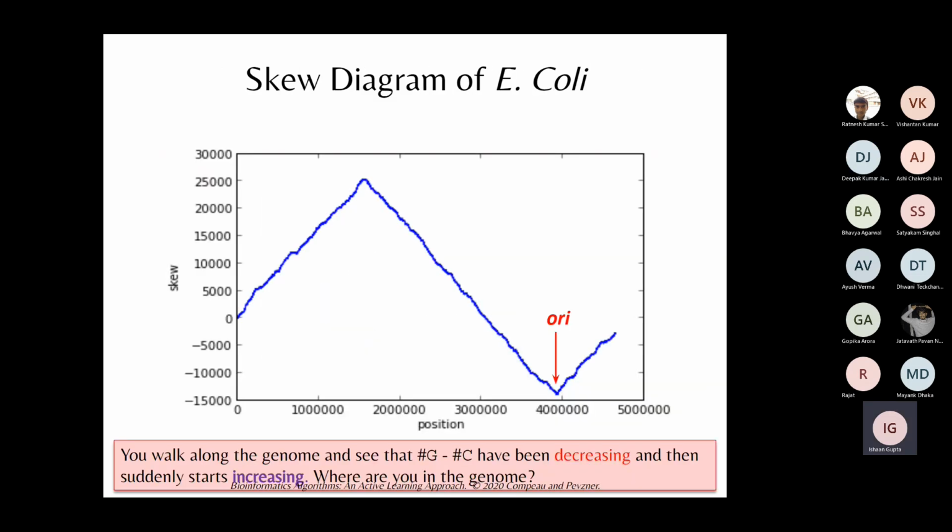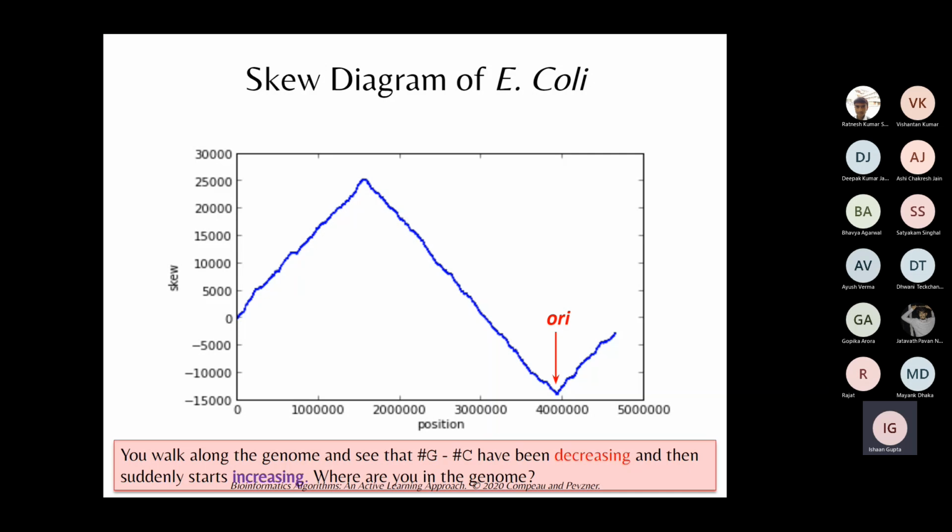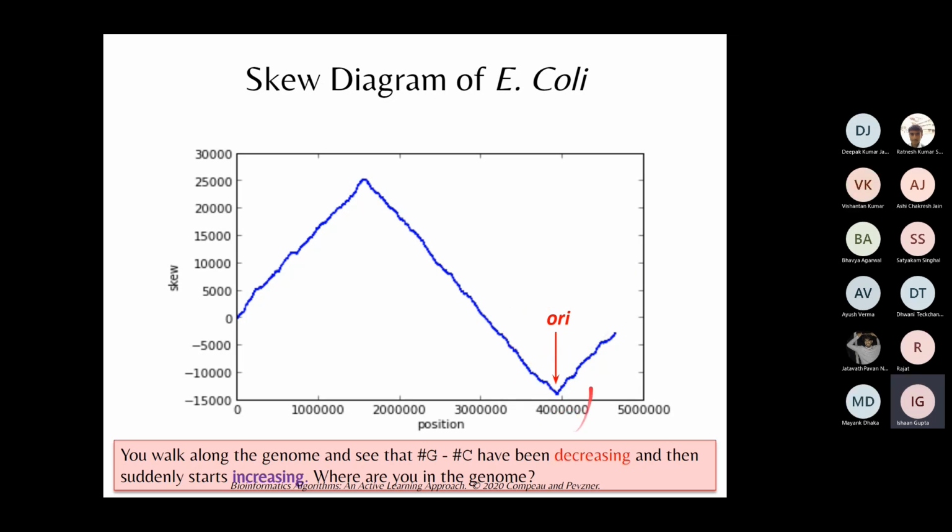First thing that you do is you first try to run this skew diagram. You locate exactly where the ori is changing, where this kind of phenomenon is happening. You extract the 500 base pair window here, and in this 500 base pair window, you run the frequent words approach subroutine.